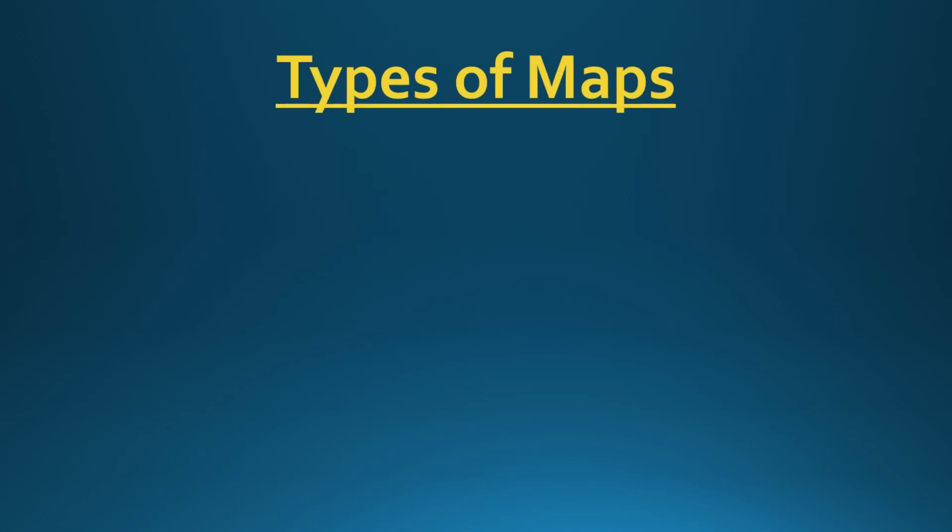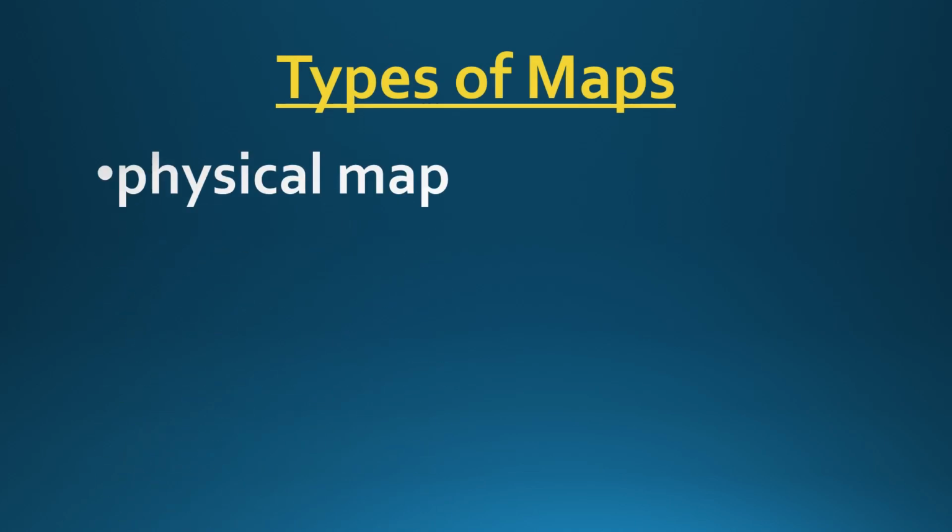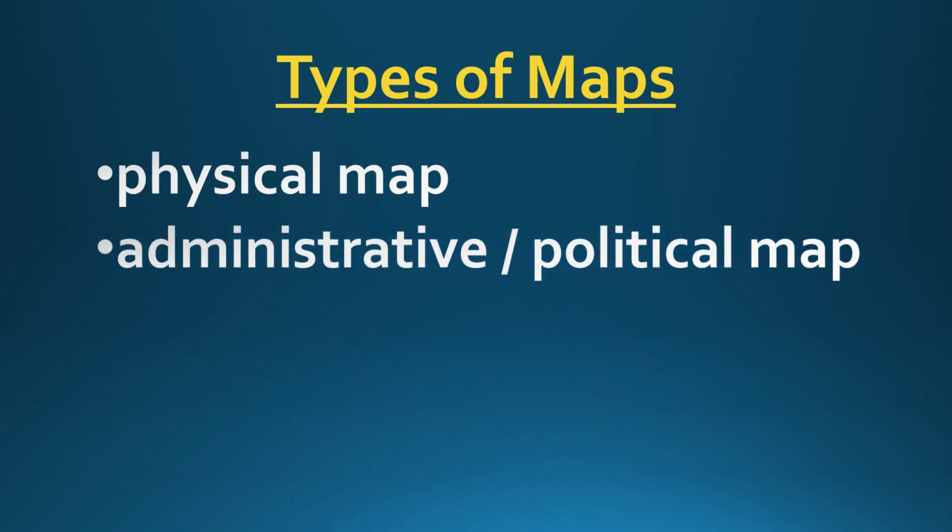Now let's discuss the types of maps. The first one is the physical map. The second one is administrative, also called a political map. And the third one is called the relief map. So let's recall them. The first one is the physical map, the second one is the political or the administrative map, and the third one is the relief map.